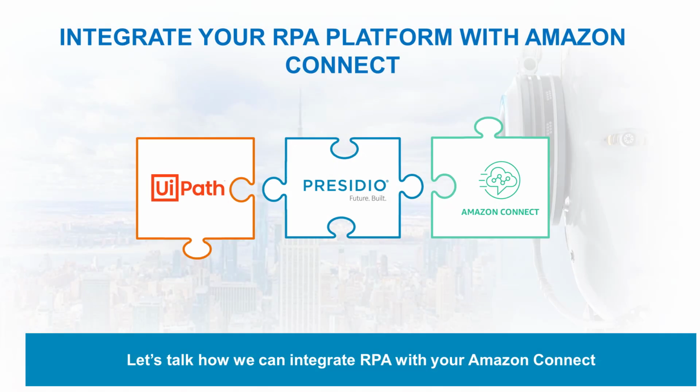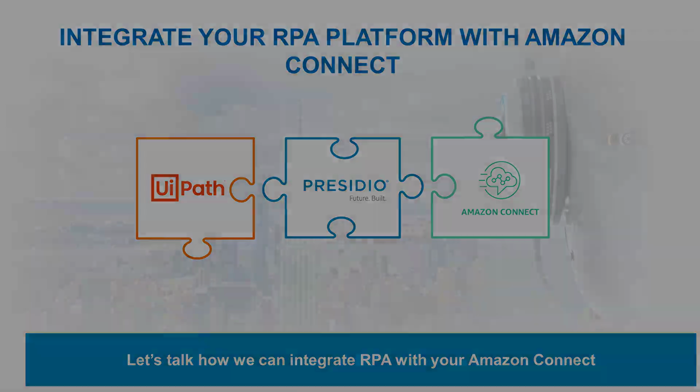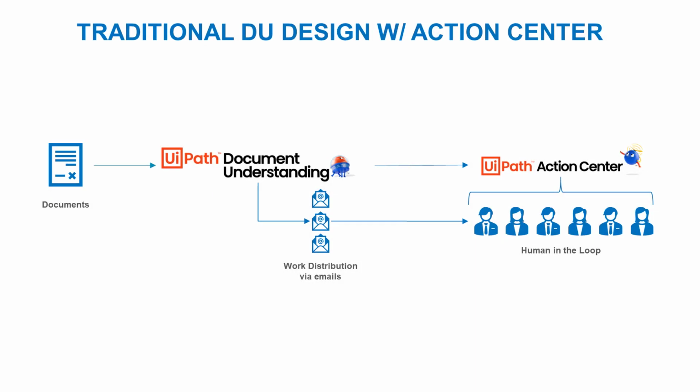Hello. Today we have something special to demonstrate. We are going to show you how we can integrate the UiPath Document Understanding platform with Amazon Connect, and more precisely, we will leverage Amazon Tasks in order to deliver a work item to a human in order to complete verification.